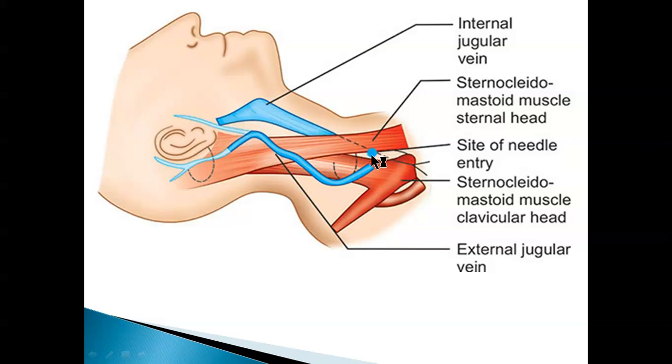So this one would be the low approach. This one would be the high approach. Somewhere over here, you can palpate lateral to the common carotid artery. So here somewhere would be your high approach.